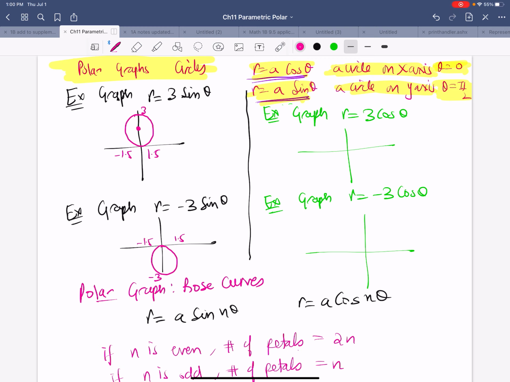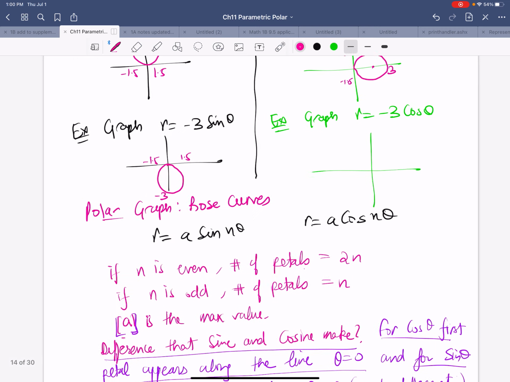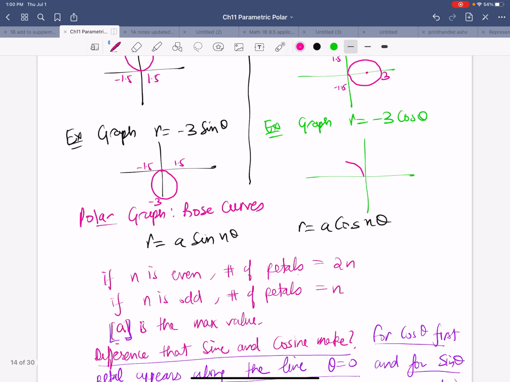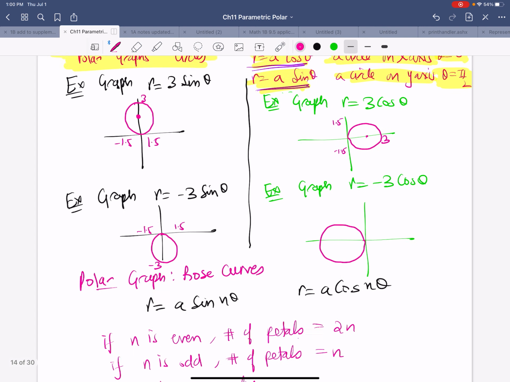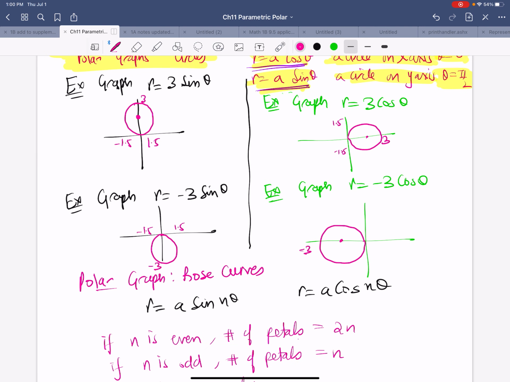Now we're going to graph r is equal to 3 cos theta. That is going to be on the positive x-axis. So 3 here. This is 1.5. This is negative 1.5. Okay. Graphing r equals negative 3 cos theta will be on the negative x-axis. So this point would be negative 3. And 1.5, negative 1.5. Okay.